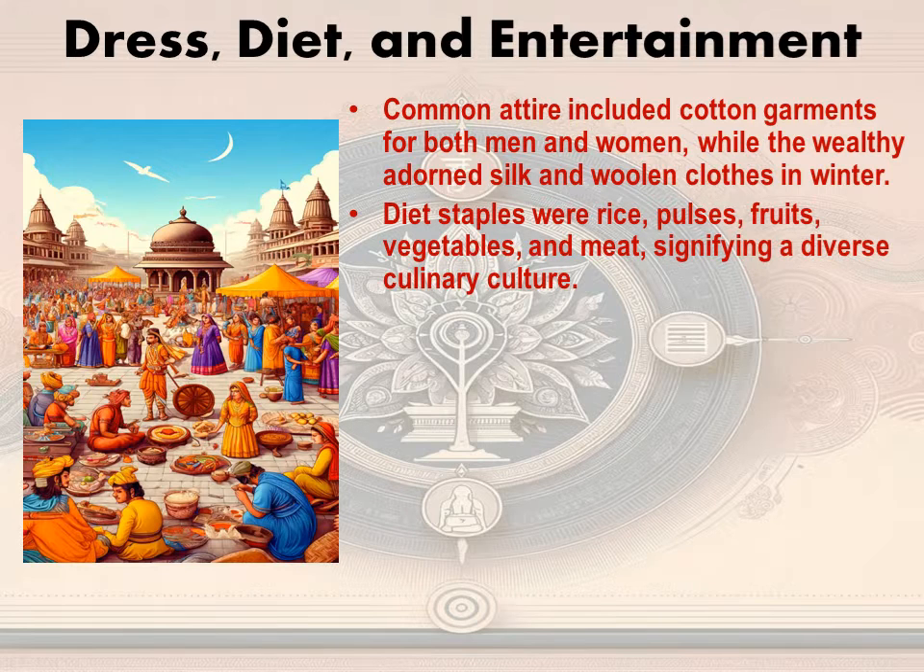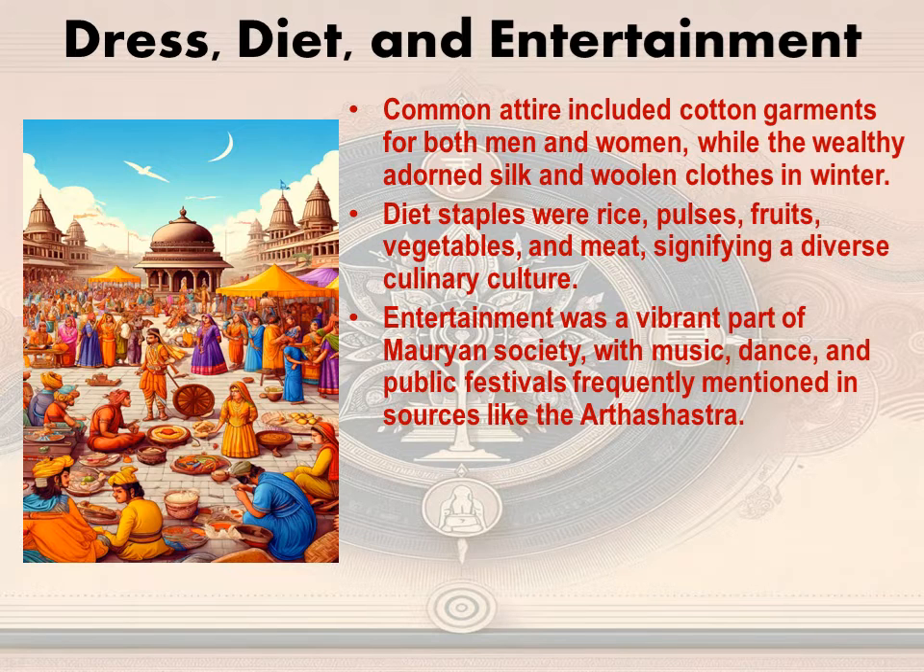Diet staples were rice, pulses, fruits, vegetables, and meat, signifying a diverse culinary culture. So there were all kinds of food, veg and non-veg available. However, it is to be mentioned that during the time of Ashok, there were significant regulations in the context of eating non-veg food, that is slaughtering animals. Diet staples during the Mauryan times were mainly rice, pulses, fruits, vegetables, and meat.